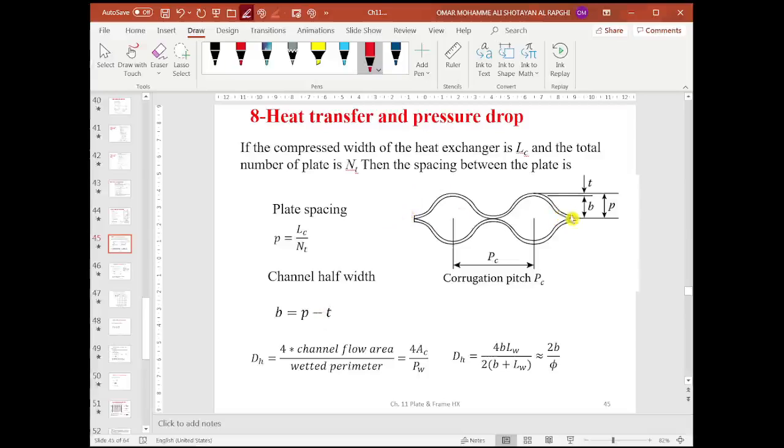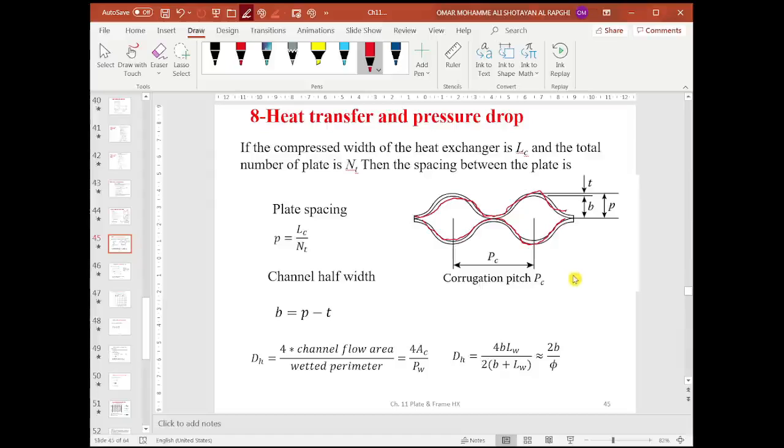This is one plate, and this is another plate down, and the distance from the center line to the inside surface of the plate is b, which is a very important dimension for calculation of the Reynolds number. If you add b to the thickness of the plate, you get P.